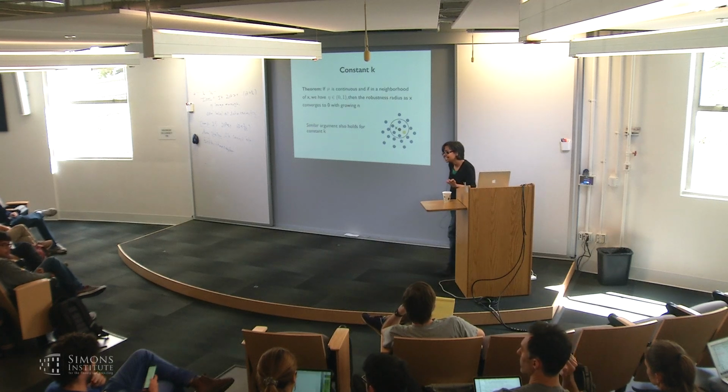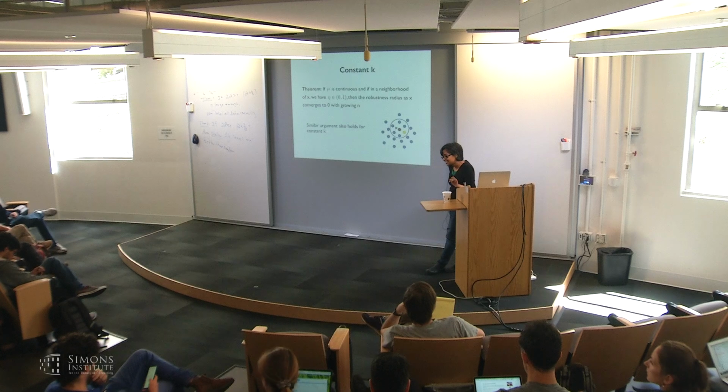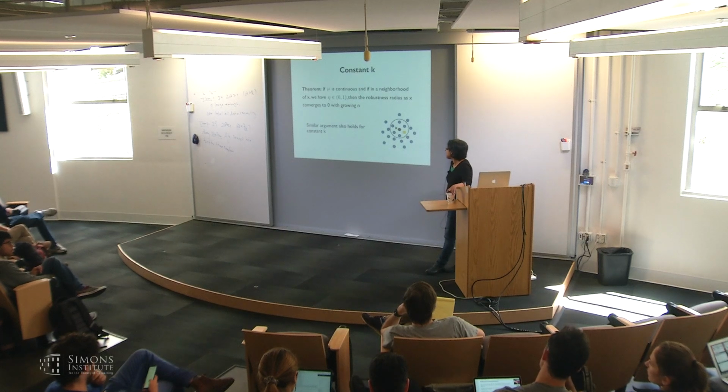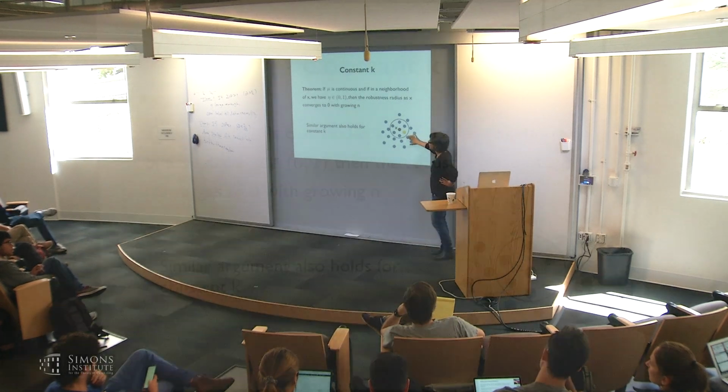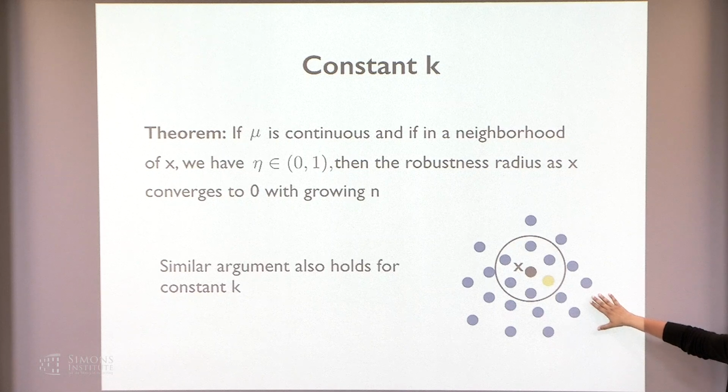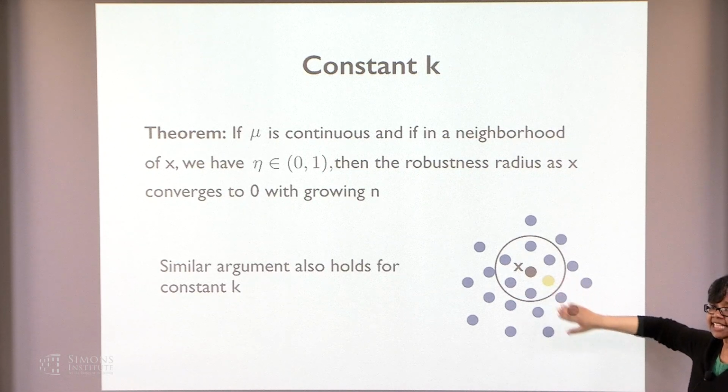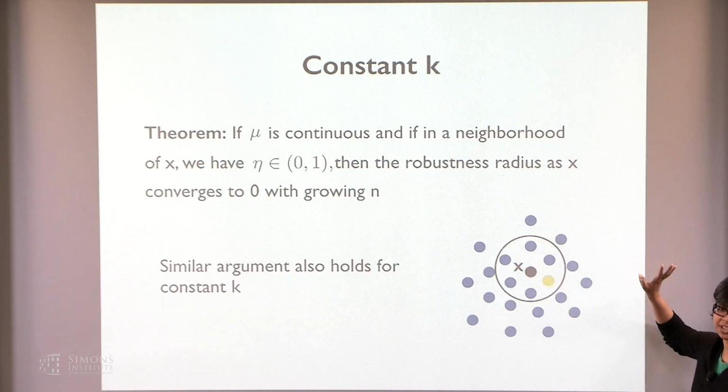Question: is this like saying that the best robust classifier that you can hope for will have robustness 0? Excellent question. In these regions, if you use k nearest neighbor with constant k, as n grows and grows, the robustness will converge to 0.